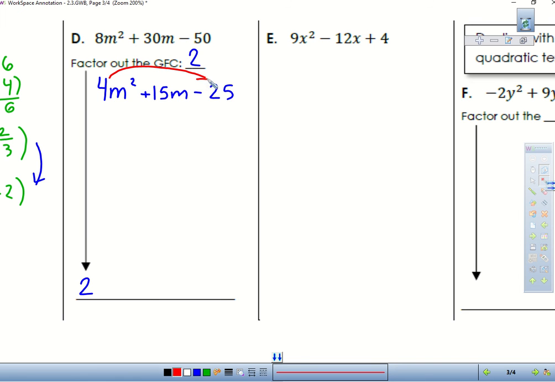Now we can proceed with the AC method, which says that we multiply our a and our c together. That's going to leave me with m squared plus 15m minus 100. So we're now looking for factors of 100 that add up to 15. You mean negative 100? Good, thank you. Factors of negative 100 that add up to 15.